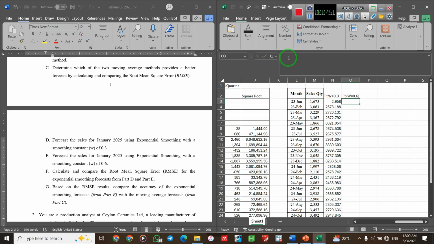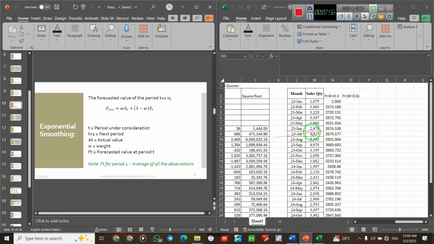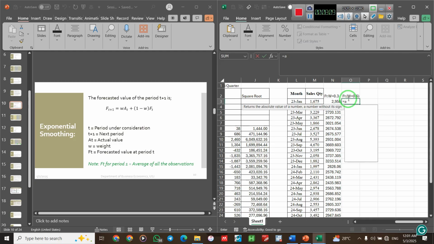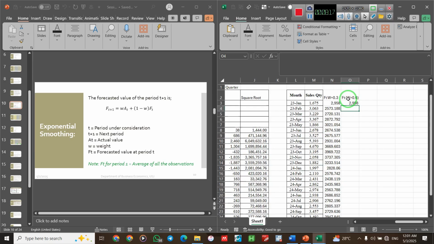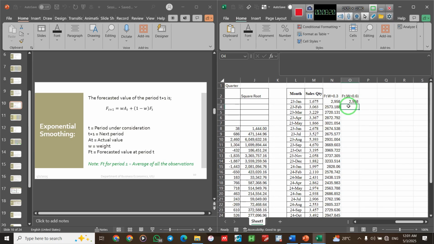As we did previously, you have to take the average of all of these observations to identify the forecasted value in the base period or the initial period. So I will simply put average, press the tab button and select the total area that I want to average. So this is your forecasted value for the first month, that means the forecasted value in January 2023, right?